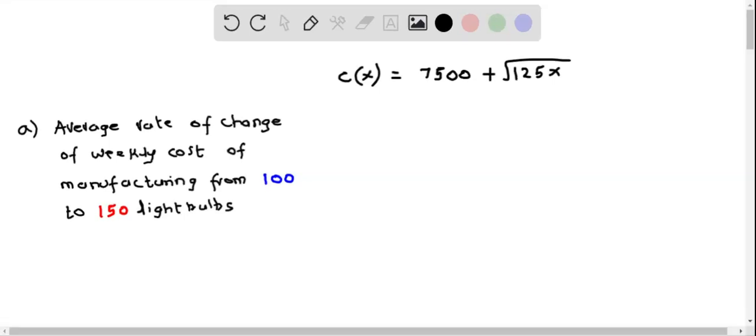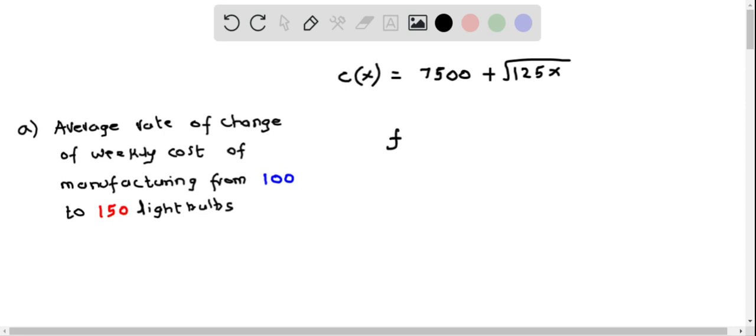The cost to manufacture x light bulbs is given by this function C of x, which is given as C of x equals 7500 plus square root of 125x. And in part A, we have to determine the average rate of change of weekly cost of manufacturing from 100 to 150 light bulbs. So let's see how to determine this average rate of change.